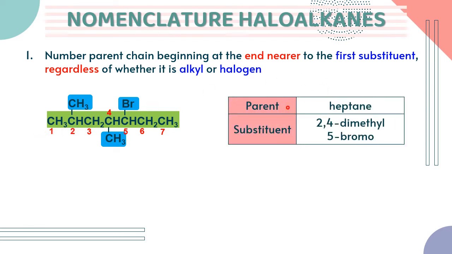So the parent name, 7 carbon, is heptane. Our substituents over here, we have 2 methyl groups, so it will be 2,4-dimethyl, and at the 5th carbon we have bromine. As a substituent, the name will be bromo, so 5-bromo. Combine the parent name and the substituents, so you get this structure as 5-bromo-2,4-dimethylheptane.